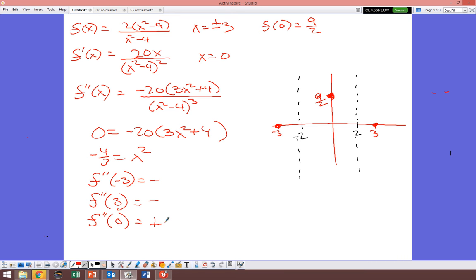So now I know concavity, right? I know concavity. So now is there anything else I need to think about before I start sketching some stuff?